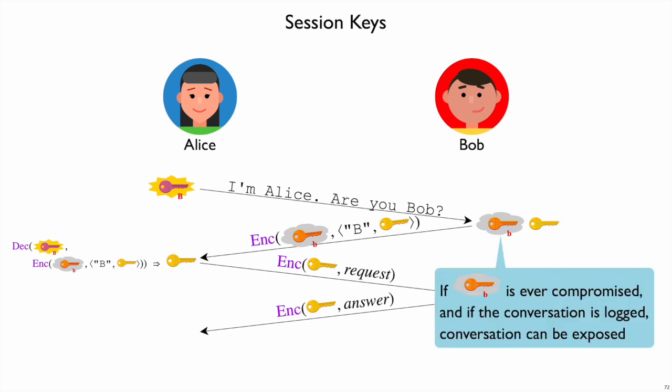And also, if Bob's private key is ever compromised, then if a key is sent, even in an encrypted message, if we solve the problem that everyone has Bob's public key, then still that key is in the message somewhere, and the conversation can be exposed in the future.